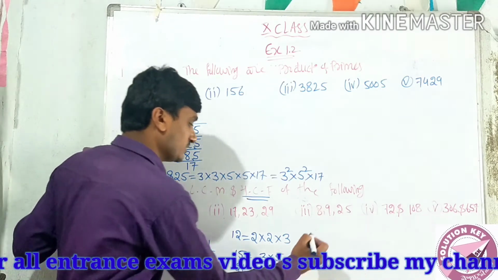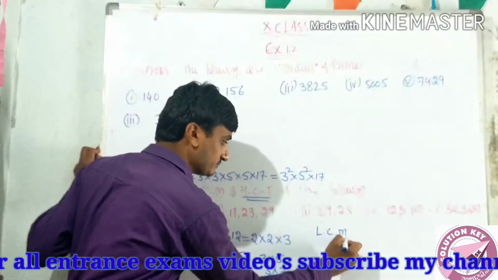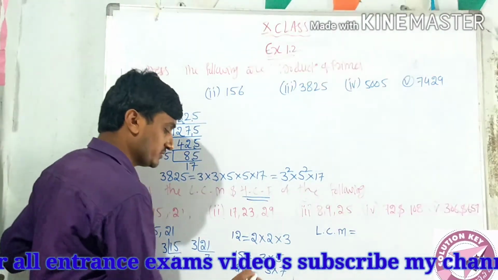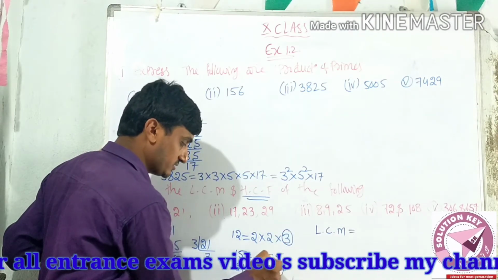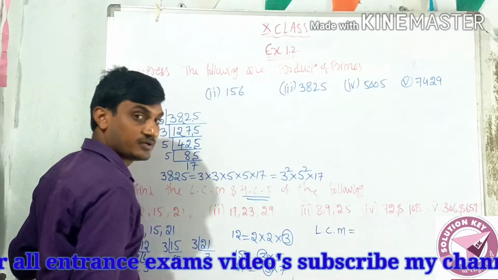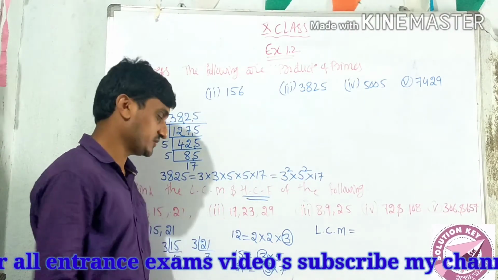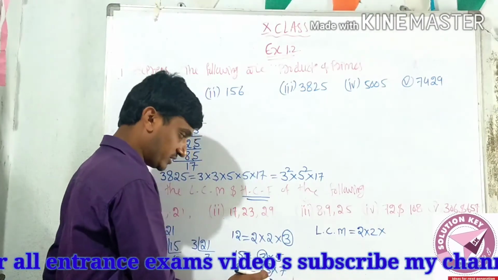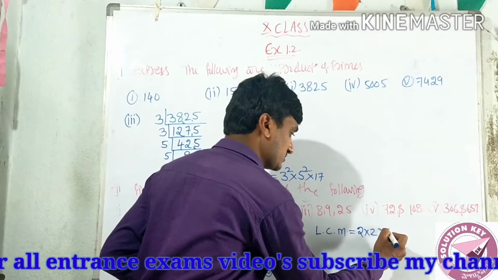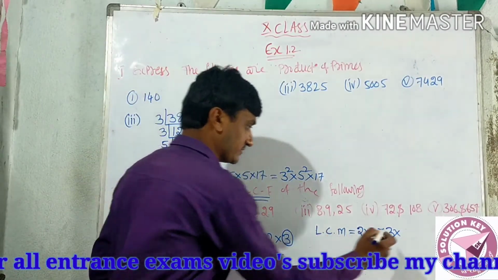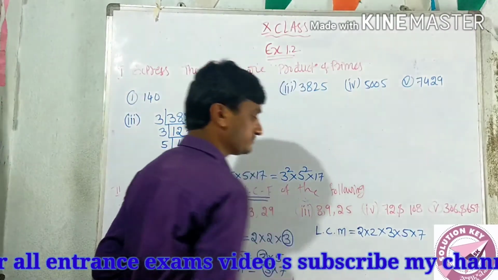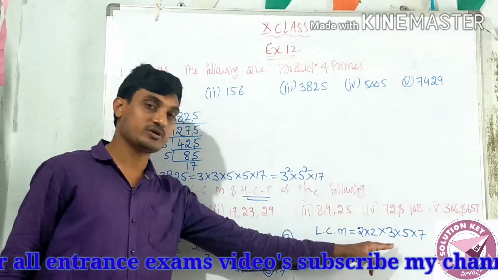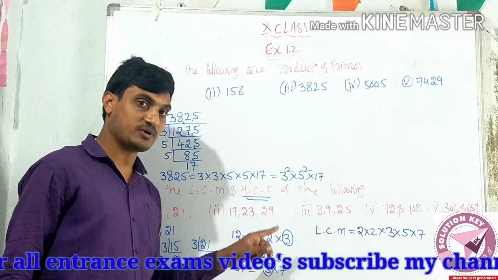In that, first write the LCM. What is the LCM? First, we take the common numbers. 3 is common in this, in this also 3, in this also 3. Now the remaining are all LCM numbers: 2 into 2, and 5 and 7. Here 3, here 3, here 3, we are taking only a single time. There are three of them, but we are taking one time.